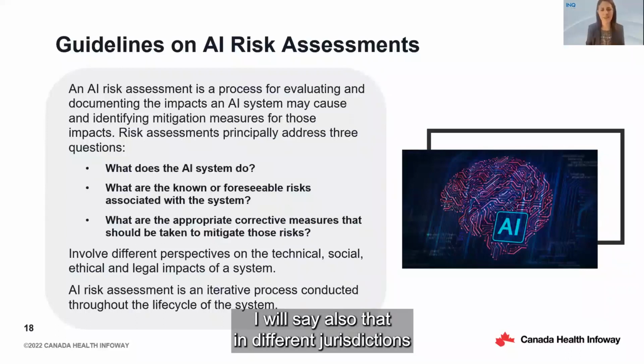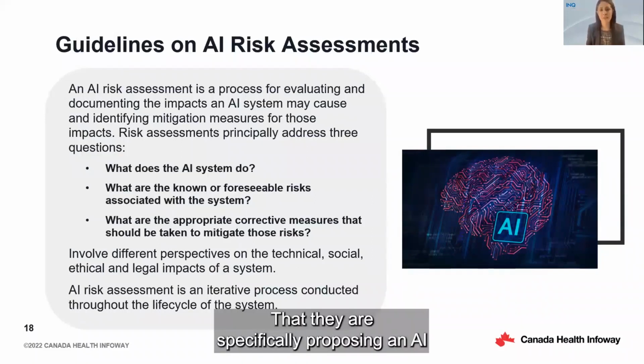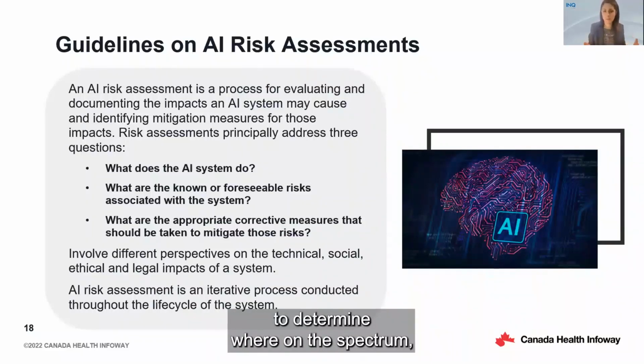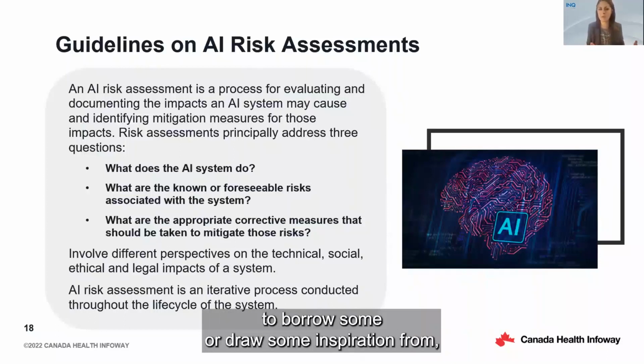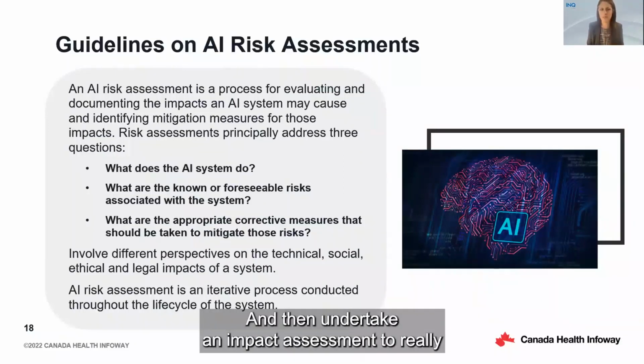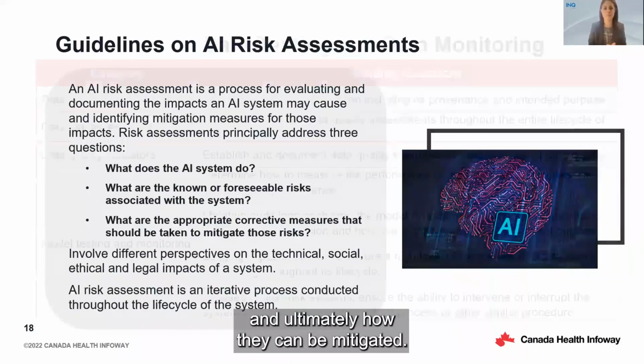I will say also that in different jurisdictions like the EU, where they have the draft Artificial Intelligence Act, that's what it's called, the AIA, they are specifically proposing an AI impact assessment for all high-risk AI systems. So you're going to have to do that risk assessment to determine where on the spectrum you are, if you're in the EU context, which I could see us starting to borrow or draw some inspiration from. You'll have to do that risk assessment to determine where your system is on the risk spectrum, and then undertake an impact assessment to really try to unpack what some of those potential impacts are, how they can be damaging, and ultimately how they can be mitigated.